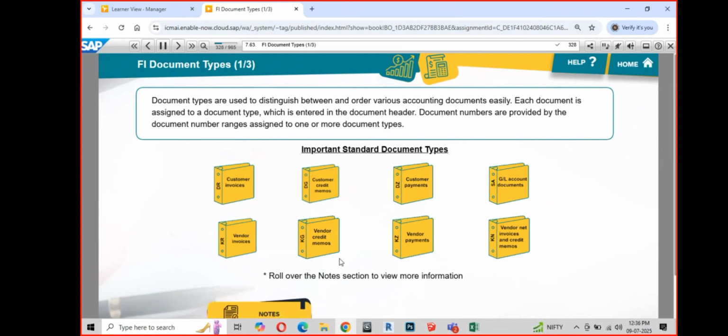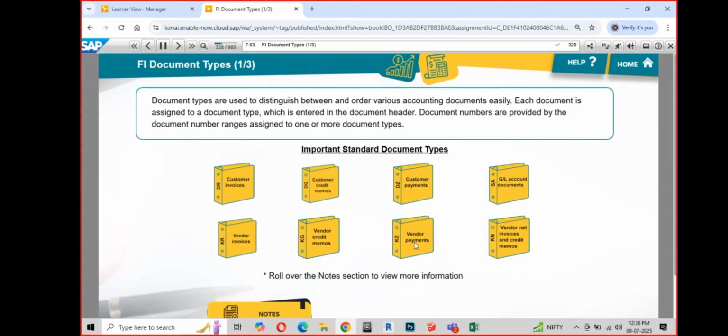Document types basically distinguish the accounting documents easily, meaning this concept of document is used to identify the nature of transaction. Is it a customer invoice? Is it a customer credit memo? Or is it customer receipts? Or is it the general transactions? Or is it vendor invoices? Or is it vendor credit memos? Or is it vendor payments? Or is it asset capitalization, asset depreciation, asset scrap, asset profit, asset loss on sale?